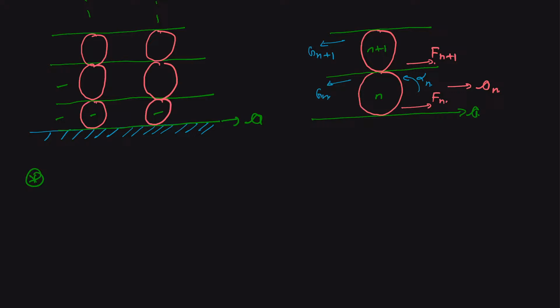So we treat the pair of these cylinders as one effective cylinder. Okay. So we consider that we have a pair of cylinders and that is being replaced by one effective cylinder.